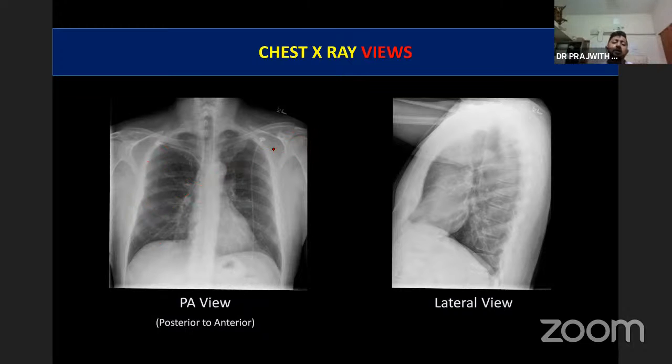But in any AP view, we will not see clear-cut anterior ribs. Remember that. If you don't see clear-cut anterior ribs, that means the imaging is done mainly by an AP view, because in an AP view, the X-ray tube is kept anteriorly and the film is kept posteriorly, so the film is away from the ribs.